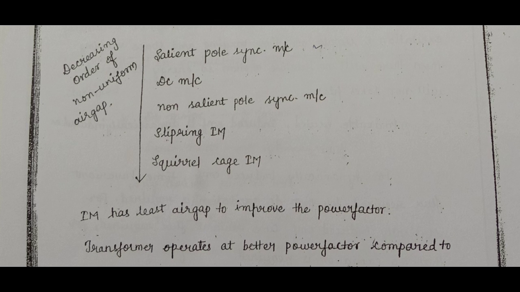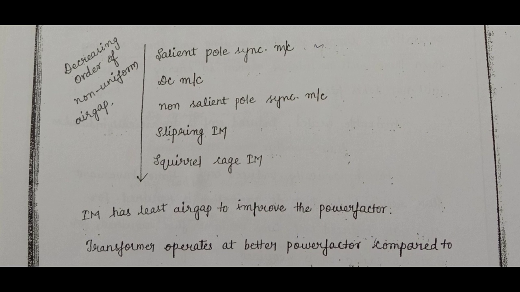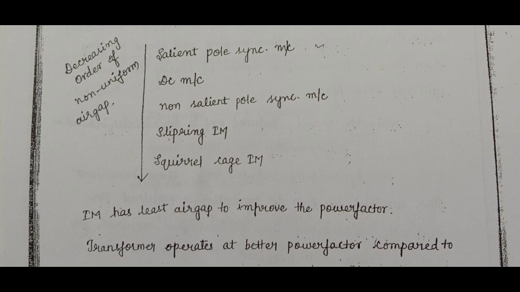is the worst, meaning the air gap is not uniform. Next, DC machine, here also the air gap is not uniform. Then non-salient pole synchronous machine, here also a non-uniform air gap. Then slip ring induction machine and squirrel cage induction machine. In a squirrel cage induction machine, the air gap is more uniform compared to the slip ring induction machine.